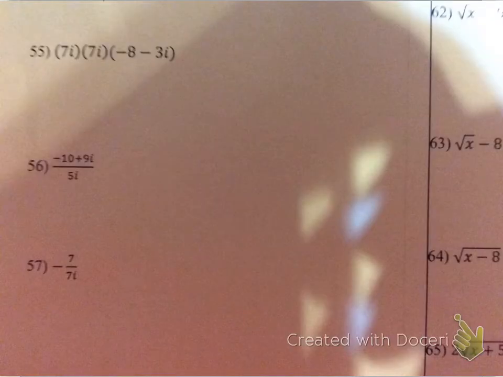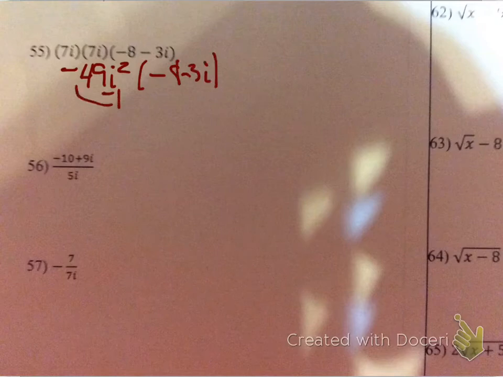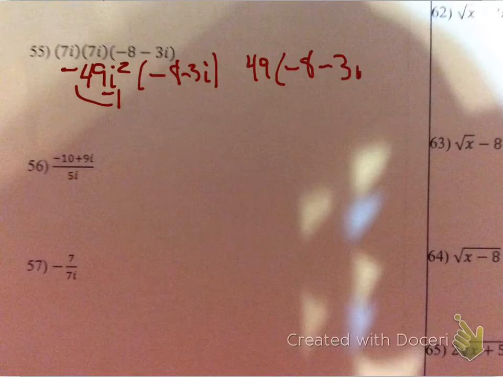Okay, so on this one, 7i times 7i, you get negative 49i squared. Negative 8 minus 3i. i squared again is negative 1. Negative 1 times negative 49 gives me positive 49 times negative 8 minus 3i. Multiply out, and you get negative 8 times 49.